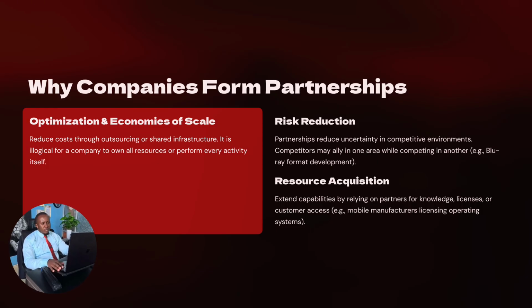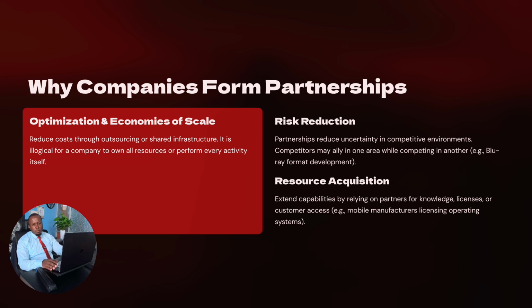Finally, partnerships can be created due to resource acquisition. So you find extended capabilities by relying on partners for knowledge, licenses, or customer access enables easier or more efficient resource acquisition.